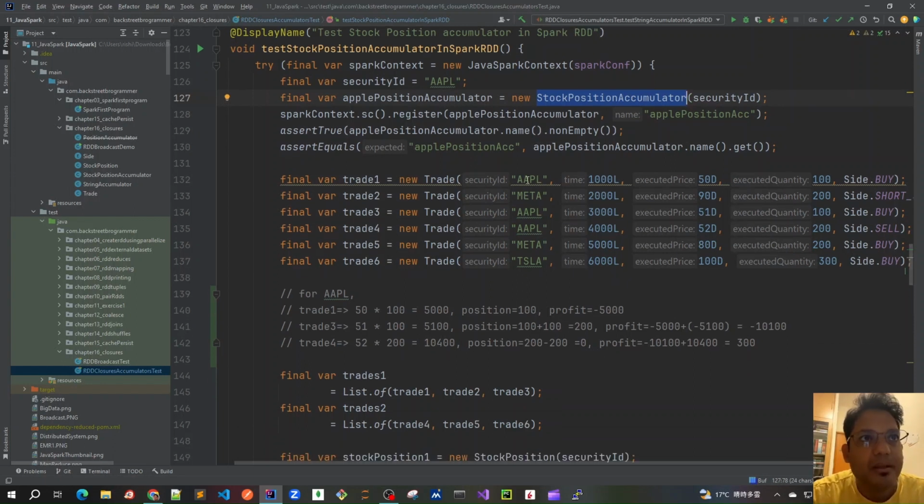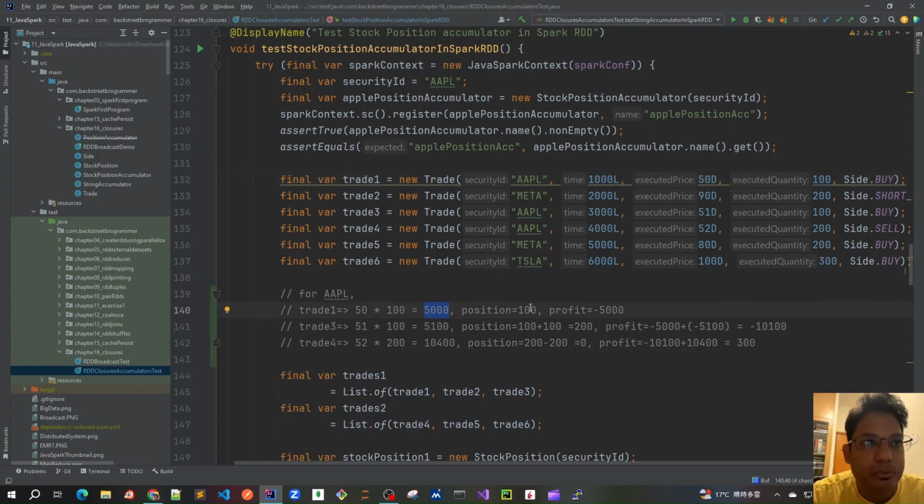For example, we have 3 trades here: there are 2 buy orders for Apple, and the third is a sell. If I want to calculate the position and the profit across these trades for only the Apple stock, then for the first trade, you can see that the executed price is 50 and the quantity is 100. So the notional would be 50 multiplied by 100, which is 5,000.